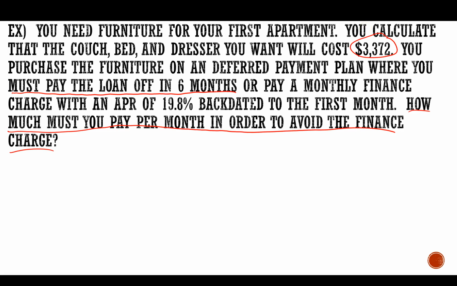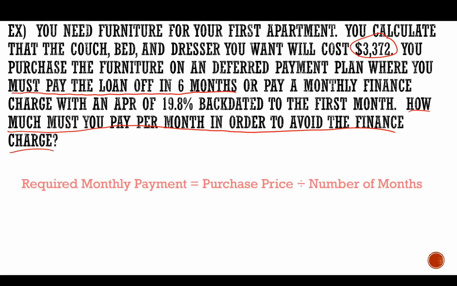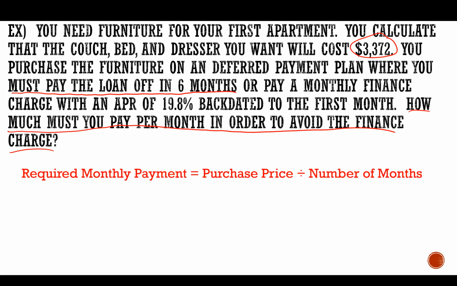All right, so if I have 6 months to pay that off, let's figure out how much will be required. How much must we pay per month? That's our required monthly payment. That's our unknown here. We're going to take the purchase price, which is $3,372, and we're going to divide by the number of months we have, which is 6 months.